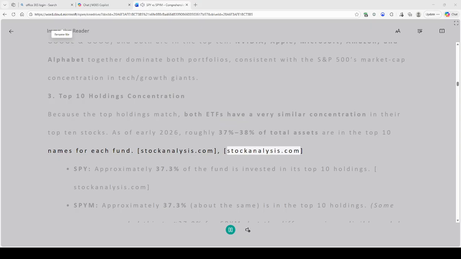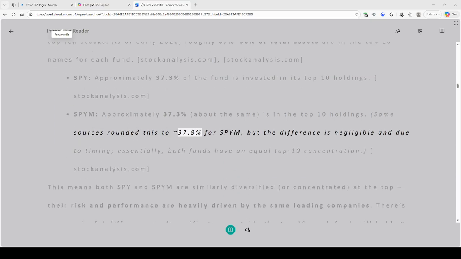SPY, approximately 37.3% of the fund is invested in its top 10 holdings. SPYM, approximately 37.3%, about the same, is in the top 10 holdings. Some sources rounded this to 37.8% for SPYM, but the difference is negligible and due to timing. Essentially, both funds have an equal top 10 concentration.